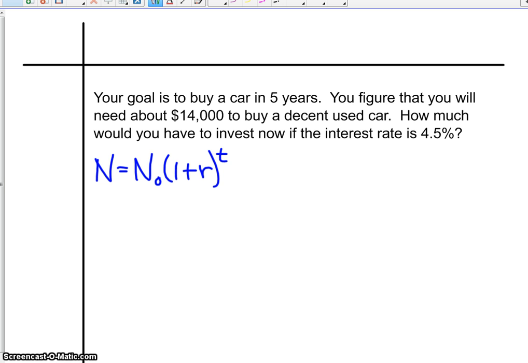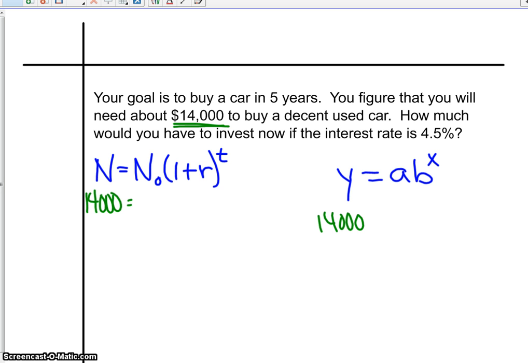But at the same time, I'm going to show you how it also works to be y equals a times b to the x. Okay, so as I go through, I'm going to look at each of my numbers. 14,000, that's what I need to end up with. Okay, so at the end, I need 14,000. Well, again, like I said, that's where we want to end up with my y value.